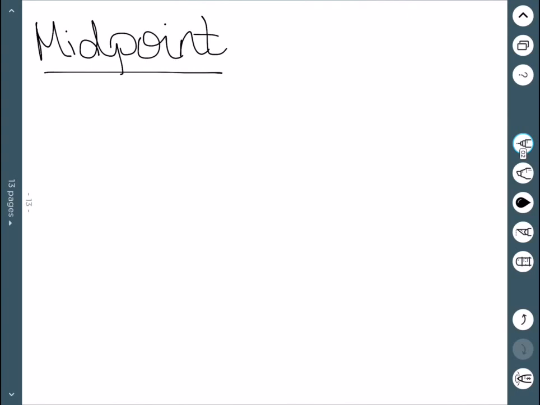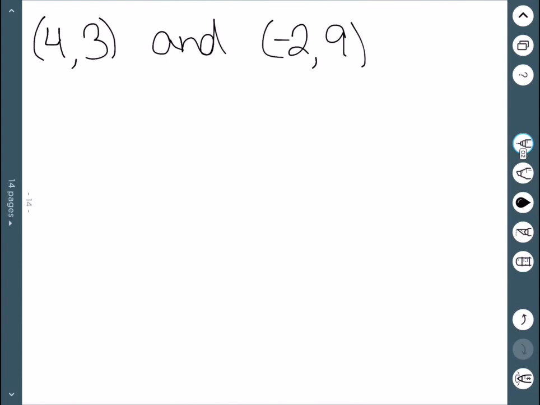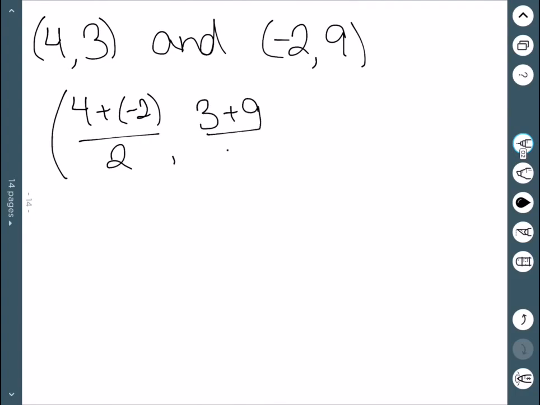The next thing I want to consider is midpoint. If I take 2 points and draw the line segment between them, what point is in the middle? And this is given by x1 plus x2 over 2 and y1 plus y2 over 2. So we'll take our x coordinates, add them and divide by 2, and then do the same with the y coordinates. Let's consider these two. I would then need to add 4 plus negative 2, and then divide by 2. For the y coordinates, 3 plus 9 divided by 2. 4 plus negative 2 is 2, divided by 2 is 1. And 3 plus 9 is 12, divided by 2 is 6. So my answer is the point 1, 6.